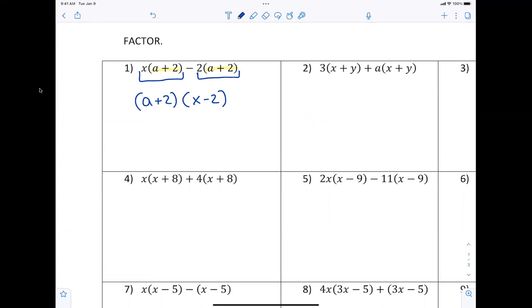You're pulling out the A plus 2 just like we pulled out common factors. There's one A plus 2 in each factor. This one is a little harder to see, but if I multiply A plus 2 times X, I get X times A plus 2. And if I multiply A plus 2 times negative 2, I get negative 2 times A plus 2. So essentially you're distributing A plus 2.